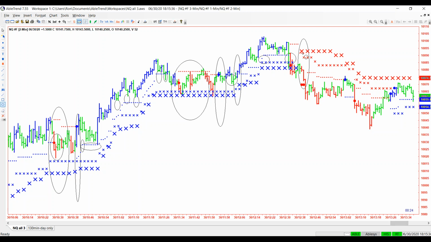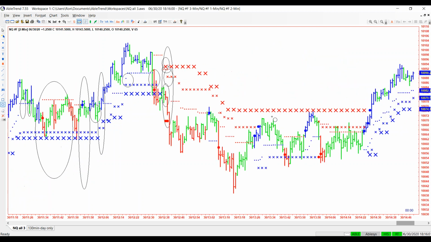Yes, the software picked it up. 3-minute sell signal, the big X. 2-minute sell signal, the smaller X. 1-minute sell signal, the red dots. Red bar under the blue cross. Winning trade. Not going to count it. It was during the dead zone. That's, of course, between 12:30 and 1:30 Eastern time.